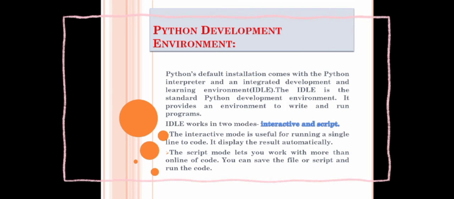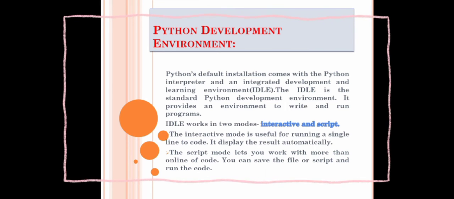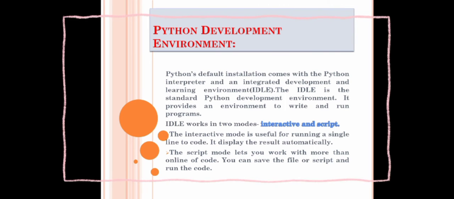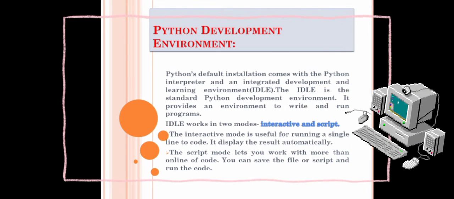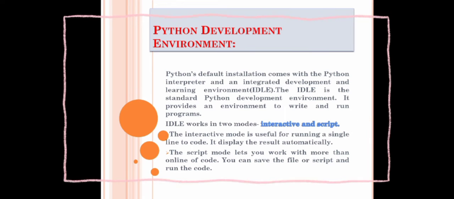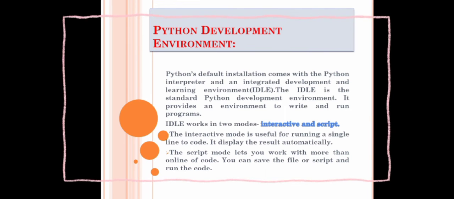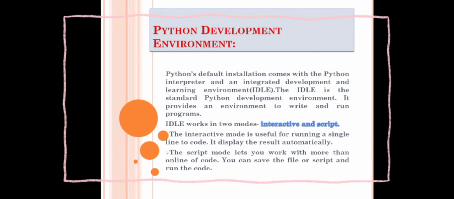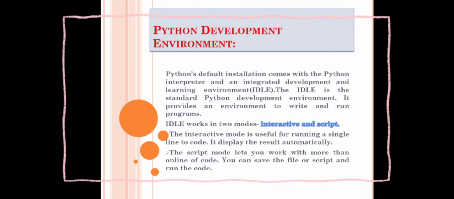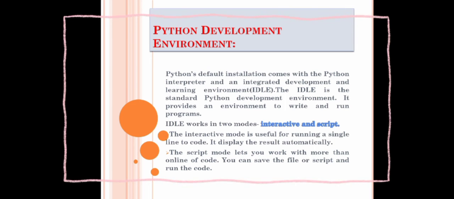IDLE works in two modes, interactive and script. The interactive mode is useful for running a single line of code. It displays the result automatically. The script mode lets you work with more than one line of code. You can save the file or script and then run the code.